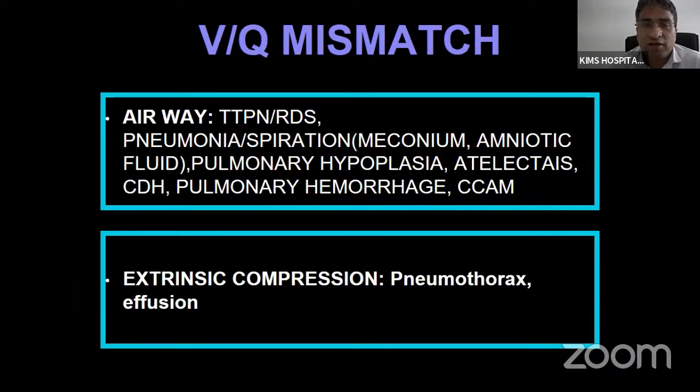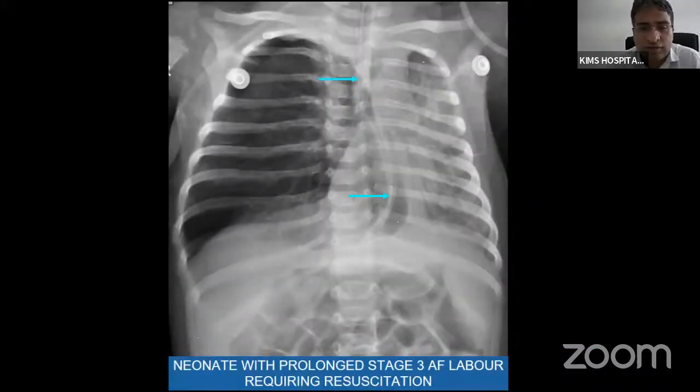VQ mismatch is one form of cyanosis: TTPN, RDS, pneumonia, or extrinsic compression like pneumothorax or effusion. A neonate with prolonged labor required resuscitation, having severe cyanosis not improving, but we were unable to transilluminate at that point. Otherwise, whenever any neonate does not improve after resuscitation, do the transillumination. It was found to have a large tension pneumothorax causing the cyanosis, and this improved after putting in the ICD.